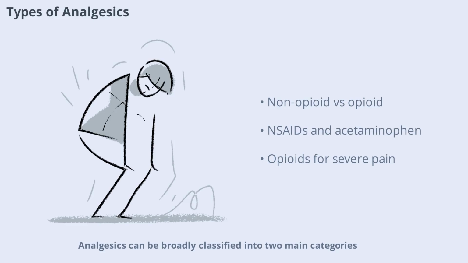Analgesics can be broadly classified into two main categories: non-opioid and opioid analgesics. Non-opioids include familiar drugs like acetaminophen and non-steroidal anti-inflammatory drugs, NSAIDs, such as ibuprofen. Opioid analgesics, on the other hand, are stronger medications used for more severe pain, often prescribed after surgery or for cancer pain. Each type has its own mechanism of action, benefits, and potential side effects. Choosing the right analgesic depends on the type and severity of pain, as well as individual patient factors.